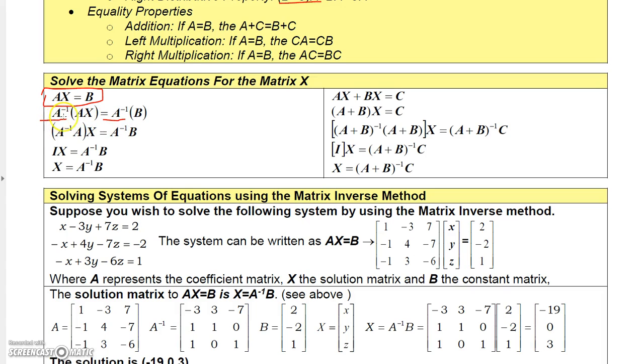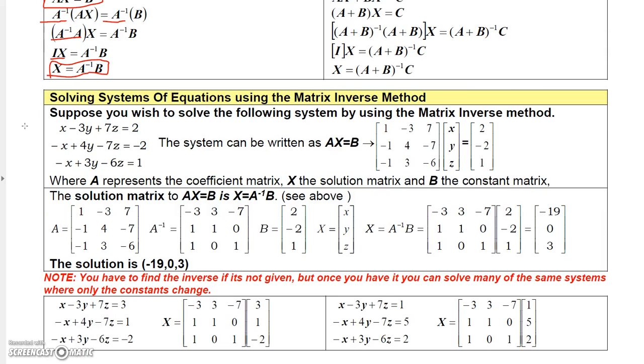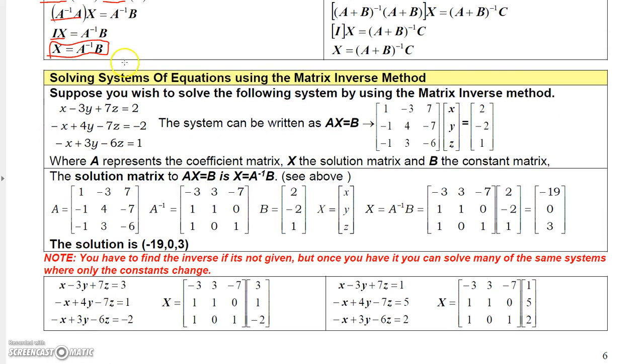Then when I multiply A inverse times A over here, A inverse times A is the identity, and the identity matrix times X is just X. And on the right hand side, I just bring it down. So X is equal to A inverse times B. Now, how does that help me? Well, let me show you how to solve a system of equations using the matrix inverse method.